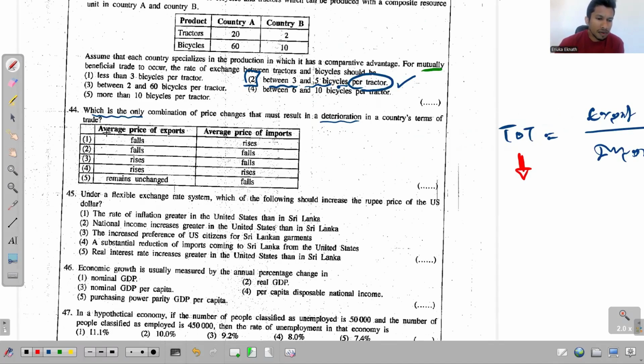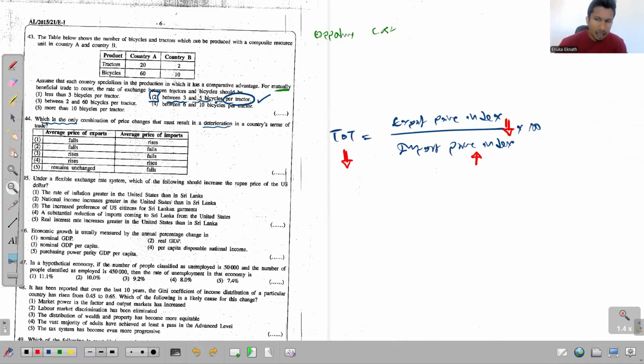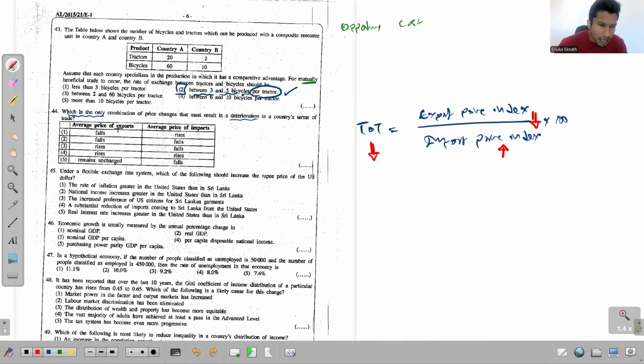Right, look at this one. The first one says average price of exports. See that now, average price of exports is simply the export price index, and the average price of imports is simply the import price index. So what should happen? The export price index should fall. So one of these two must be the answer, and then the import price index should rise. And the answer for this question 44 is the first one.